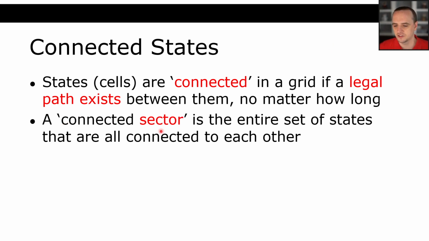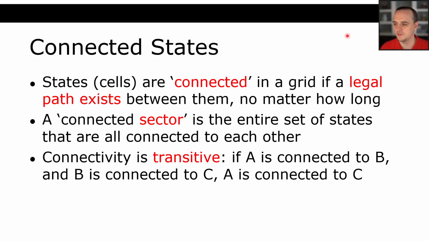A connected sector, a term that I came up with, is the entire set of states that are all connected to each other. So if 2 cells are connected, then they belong to the same connected sector. And everything within a connected sector is connected to everything else within that connected sector. And just as a quick reminder, connectivity is transitive, right? So if A is connected to B and B is connected to C, then A can go to B and B can go to C, so therefore A can go to C, and so A is also connected to C.